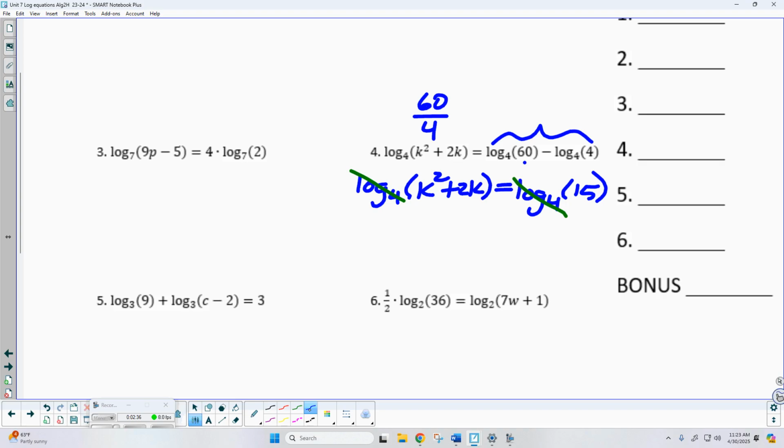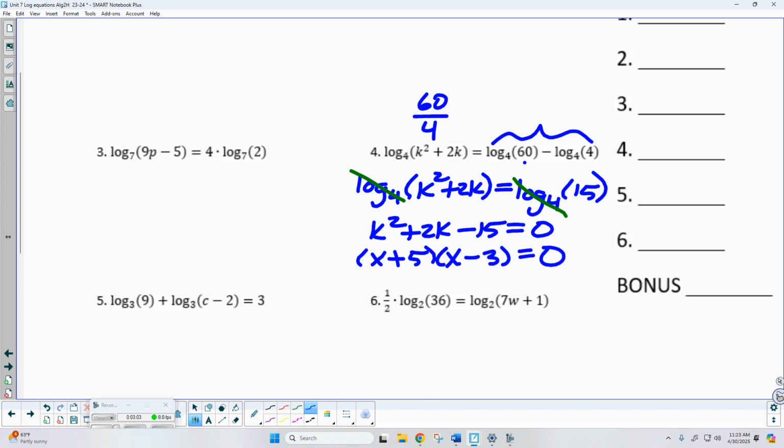Let me subtract the 15 over. So I'm going to have k squared plus 2k minus 15 is equal to 0. Okay. So I got myself a quadratic. So we'll go ahead and factor this. What 2 numbers will multiply to give me negative 15, but add to give me positive 2? Okay, 5 and 3. Which one's the negative? Okay, it has to be x plus 5 and x minus 3.